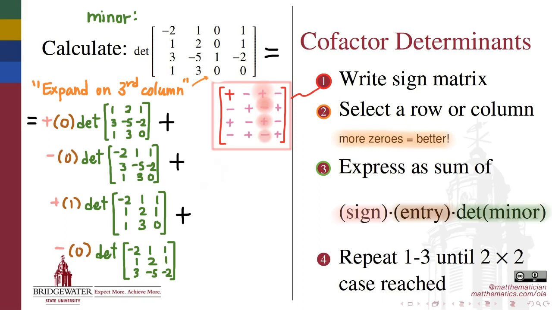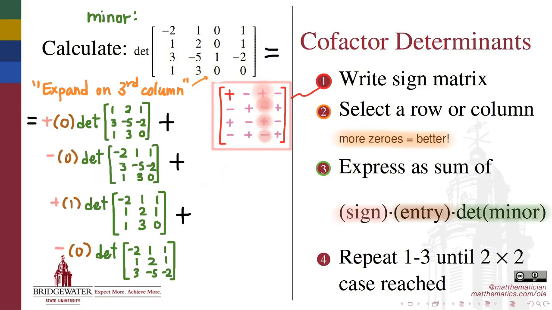And at the end of this process, we've expanded a 4x4 determinant into a sum of 4 3x3 determinants, multiplied by entries from the corresponding column, multiplied by the signs from the corresponding column in the sign matrix. And it would appear that this is a more challenging problem than the one we started with.